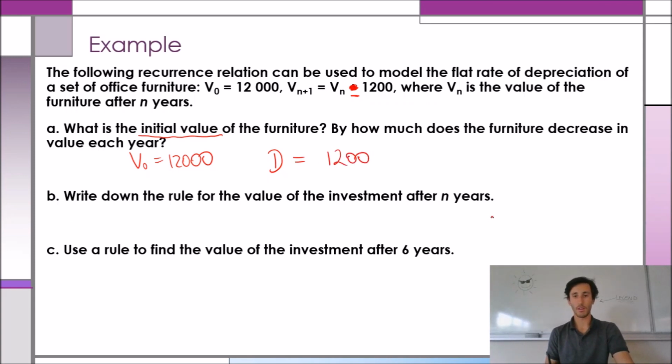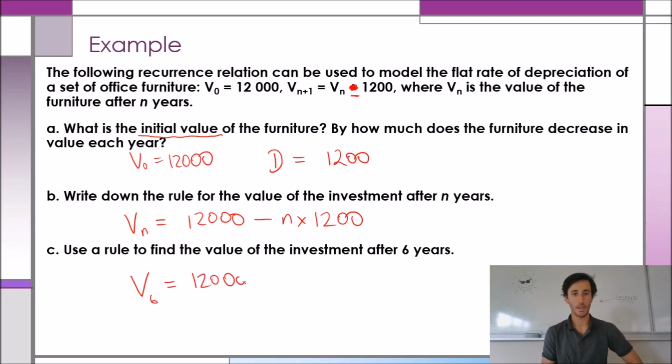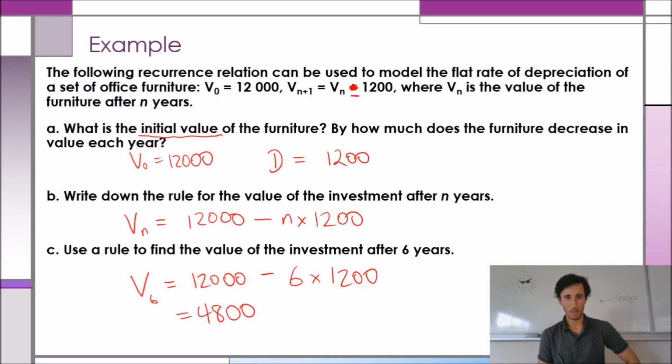Write down the rule for the value of the investment after n years. Okay. Our rule is Vn equals 12,000, that's our V0, minus n times 1,200. Okay, so it's decreasing by 1,200 each year. Use the rule to find the value after 6 years. V6 equals 12,000 minus 6 times 1,200, which ends up being 4,800. Oh, I hope I didn't get that wrong. If so, it's been immortalized in video for the rest of time.